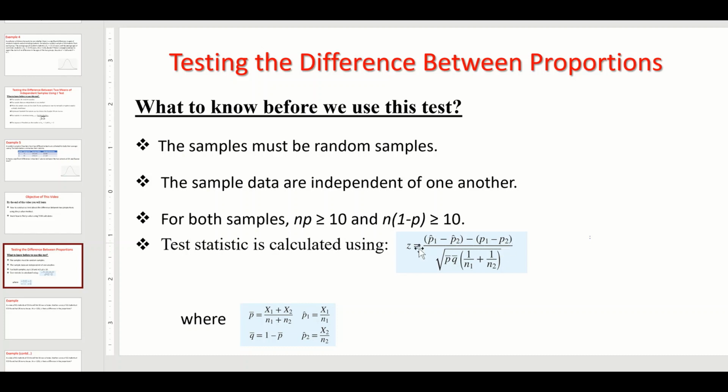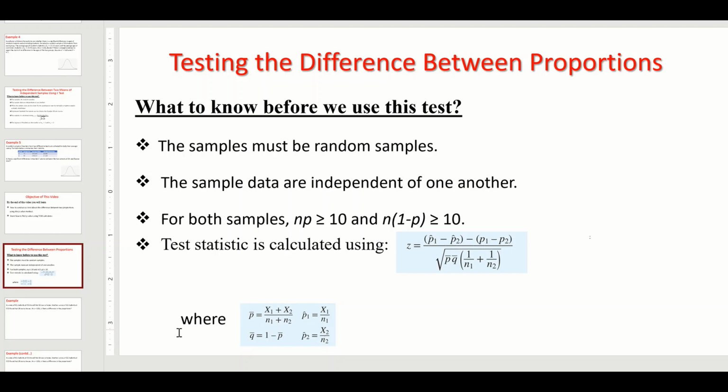the test statistic is calculated using this formula here, where z equals p hat sub 1 minus p hat sub 2 minus p1 minus p2, all divided by the square root of p bar q bar times 1 over n1 plus 1 over n2, where p bar is x1 plus x2 over n1 plus n2, and then q bar is 1 minus p bar. And you already know p1 hat is x1 over n1 and p2 hat is x2 over n2.